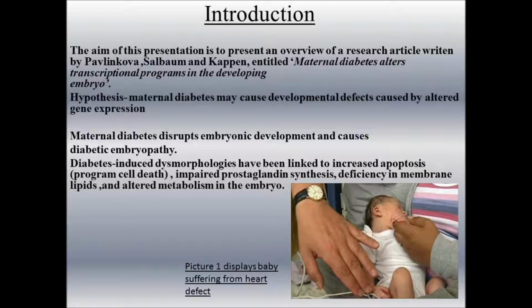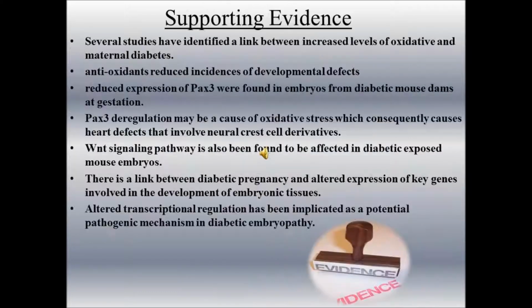It has been found that maternal diabetes disrupts embryonic development and causes diabetic embryopathy such as cardiovascular malformations, neural tube defects, and congenital malformations. Several studies have identified a link between increased levels of oxidative stress and maternal diabetes. In contrast, other findings show that the administration of antioxidants such as vitamin E and C reduced incidences of developmental defects observed from experimental models of intrauterine exposure to diabetes.